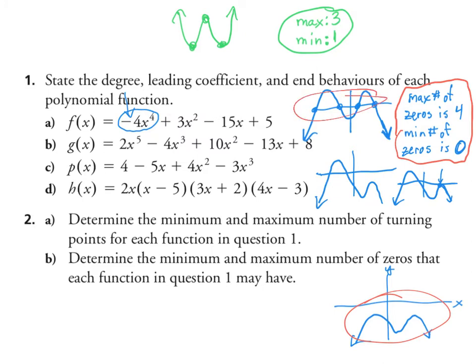So you could have 4, you could have 3, you could have 2, or, oh, I could even do 1, actually. Let's do 1 for fun. So I can go up, touch, down, up, down. That's a 4th degree polynomial, up, down, with only 1 zero. So you could go 4, 3, 2, 1, or none at all.